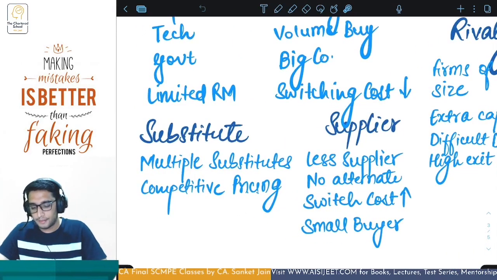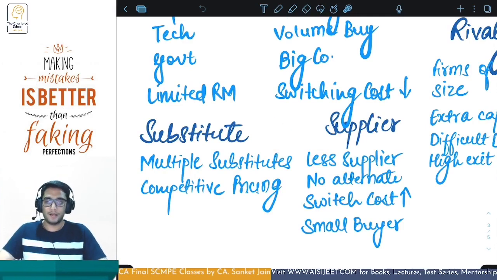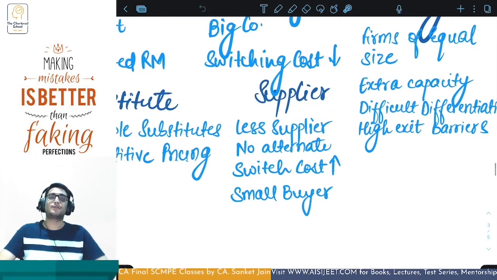Third is substitute, threat of substitute products. So if there are multiple substitutes available, threat is going to be high. Also, if there is competitive pricing, the threat is going to be high. Okay. Then bargaining power of suppliers. If the number of suppliers are less, then the bargaining power of supplier is going to be high. Okay.